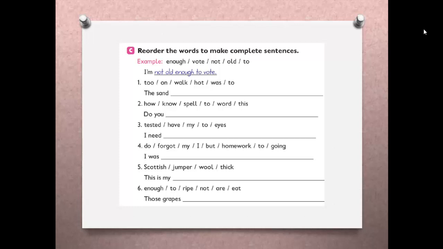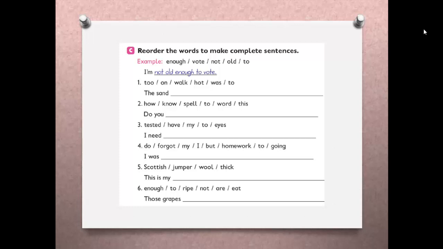Let's do practice number 1. To, on, work, hot, was, and too. The sand was too hot to walk on. Number 2. How, know, spell, to, word, and this. Do you know how to spell this word? Number 3. Tested, have, my, eyes. I need to have my eyes tested.